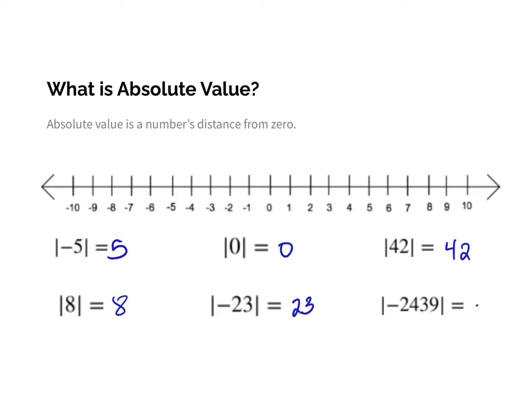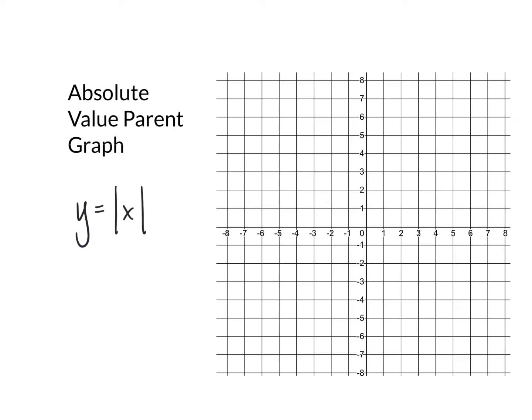-2,439 is going to have an absolute value of positive 2,439. So main point there, whatever comes out of the absolute value, once you take the absolute value, should come out positive. So when we graph the absolute value, the parent graph, the most basic version of this is y equals the absolute value of x.